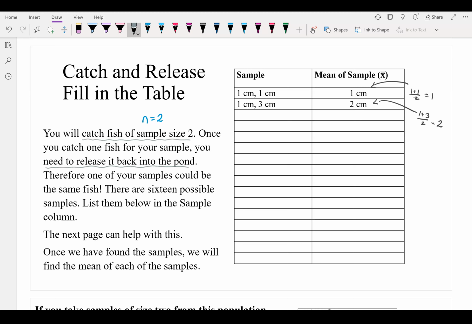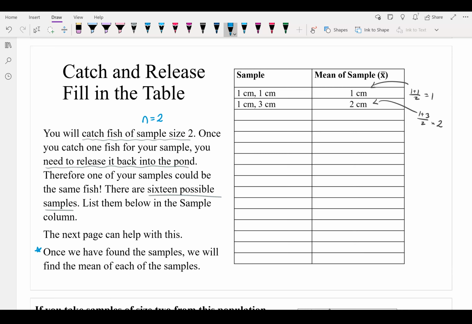If we were to continue this process, there are 16 possible samples, like 1 and 1, 1 and 3, 1 and 5, 1 and 7, and so on. And we can list them here almost like a sample space. The next thing we're going to do is have a little picture of this, and when we're done, I know I'm jumping ahead here, but I want you to see the full picture.